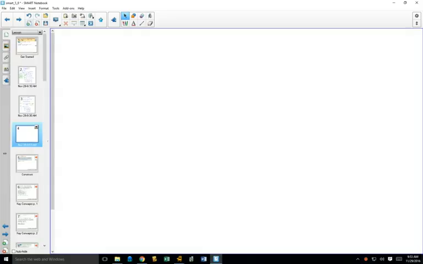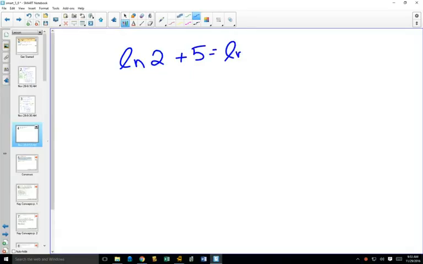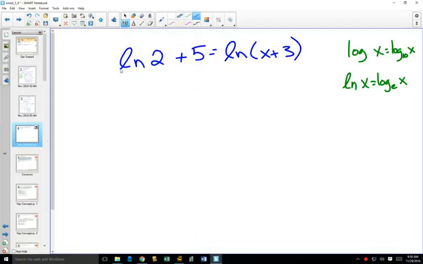So solve for x. There we go. Again, I'll give you 5 minutes. Let's go over this one.